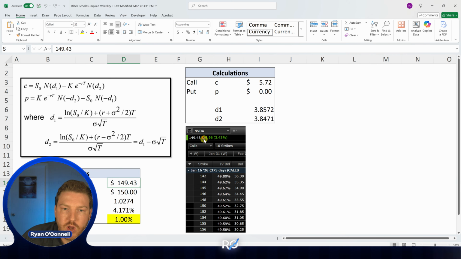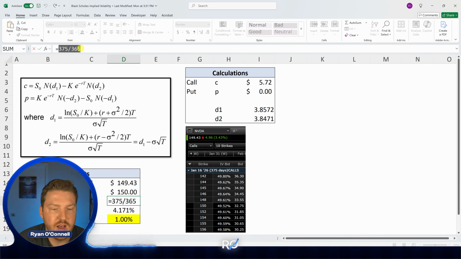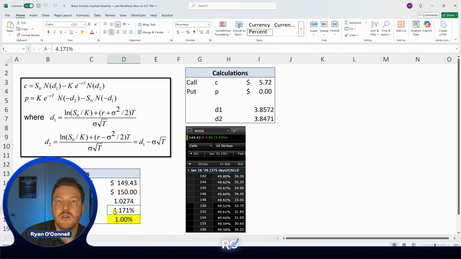When I took this screenshot, NVIDIA's price was $149.43. That's the underlying price. The strike price of the option that I'm going to use in this example is 150, and the time to expiration was 375 days, so I just took 375 divided by 365. For the risk-free rate at the time, I grabbed the 10-year treasury rate, which was 4.171% when I did this example.